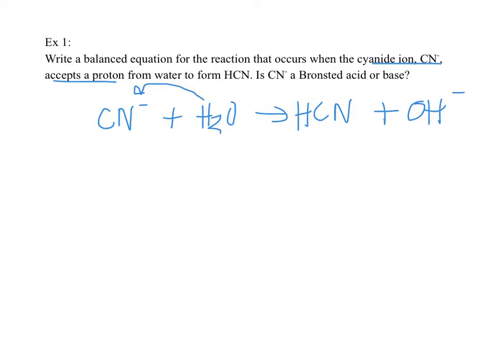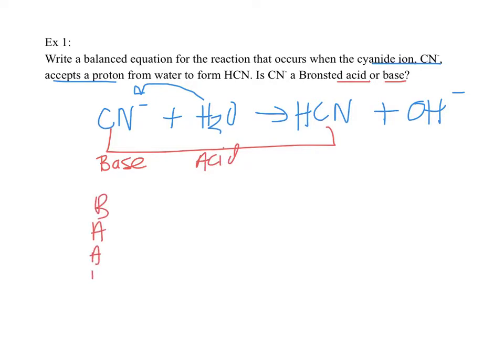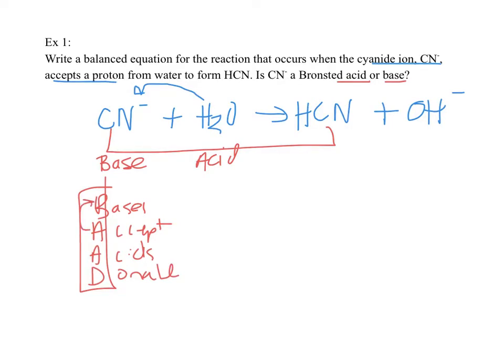Okay, and then the question is, is the cyanide ion a Bronsted acid or base? So I'm going to match up like things. If cyanide accepted, that would make it a base, and water would be a Bronsted-Lowry acid. Just to repeat it one more time, if this helps, Bronsted-Lowry had a bad acronym. Bases accept, acids donate. And because cyanide accepted, that classifies it as a base.